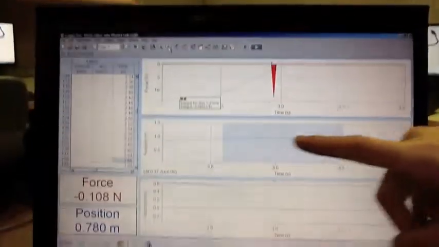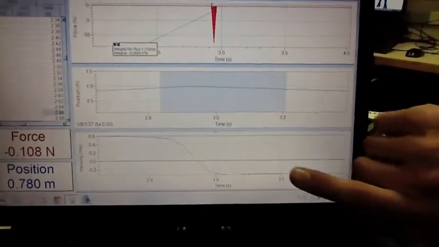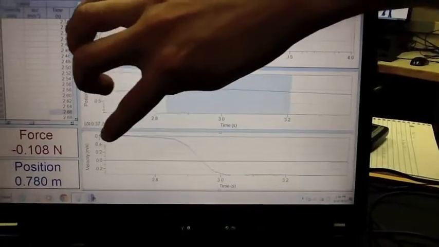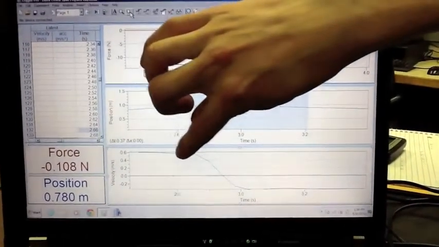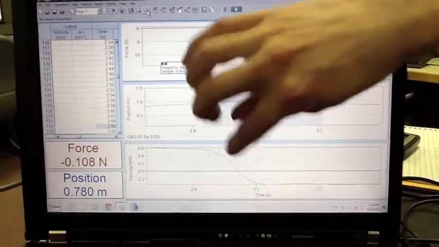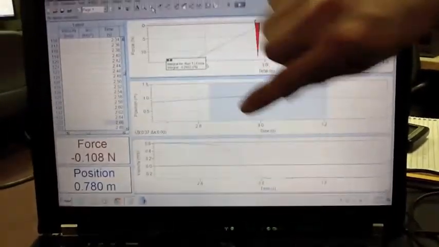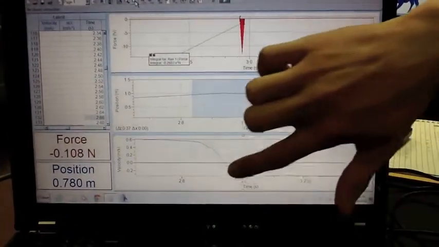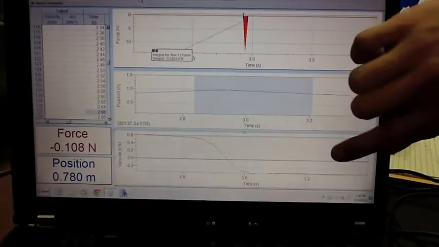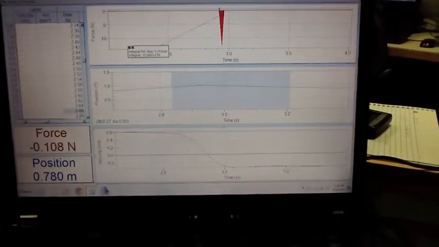This is the cart's position. We don't have to worry about that one. And this is its velocity. So cart's moving along, and this sharp decrease right here is when it's hitting the force sensor, and the velocity is negative below here. So that's when it's rolling back towards the motion sensor at the other end.